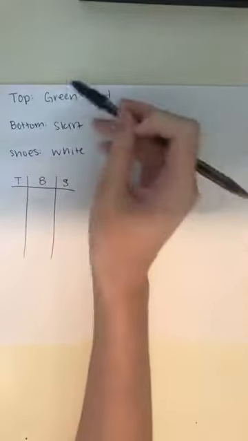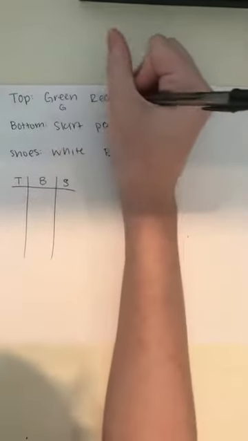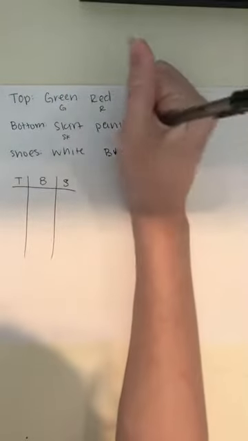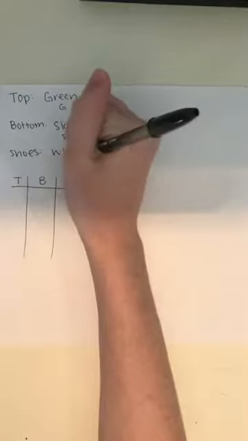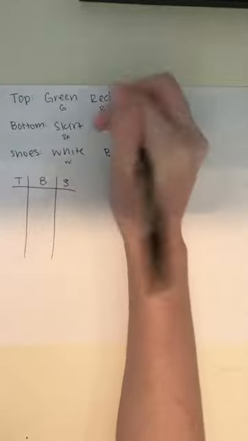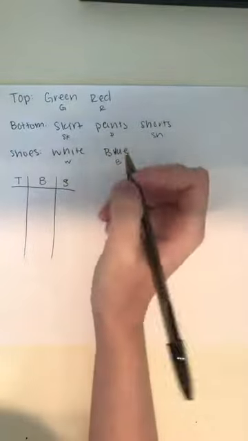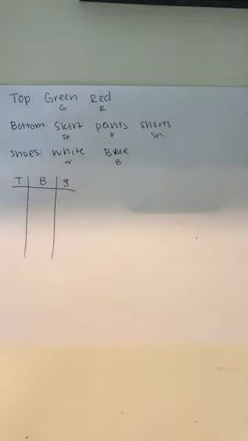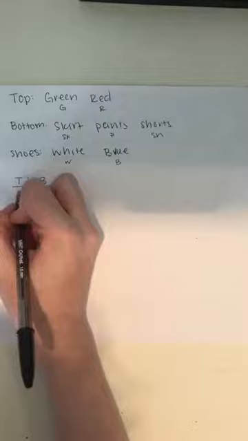So I'm just going to abbreviate each of these so I don't have to write out each of the words. So green will be G, red will be R, skirt will be SK, pants will be P, shorts will be SH, the white shoes will be W, and blue will be B. So let's start with a green top. Let's say you're choosing to go with your green top.